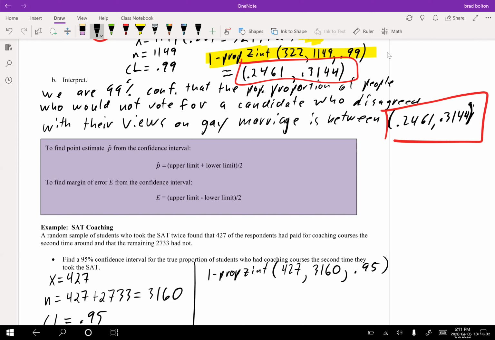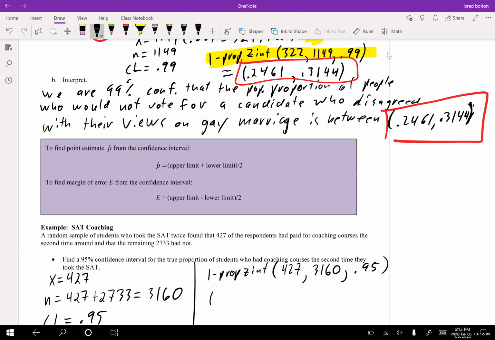So I'm just going to take out my calculator. Stat, test. Let's say here, I said 427, 3160, I believe, and then 0.95 confidence level. Oops, if you hit enter twice, I did that last time, that's how I screwed up my answer last time. If you hit enter twice, it goes past that and does something else. So let me try this again. Enter once and I get my answer.